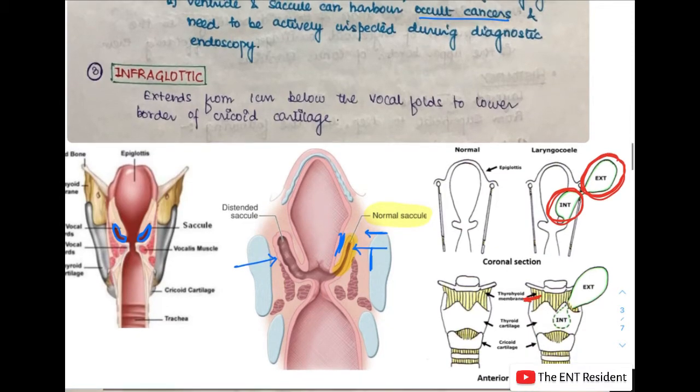Lastly, the third component is the infraglottic part, which extends 1 centimeter below the vocal folds to the lower border of the cricoid cartilage.